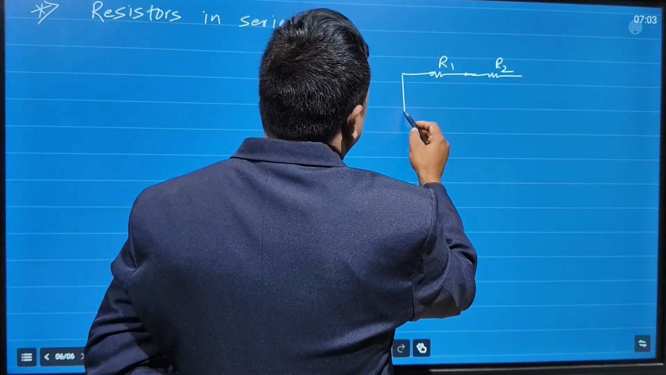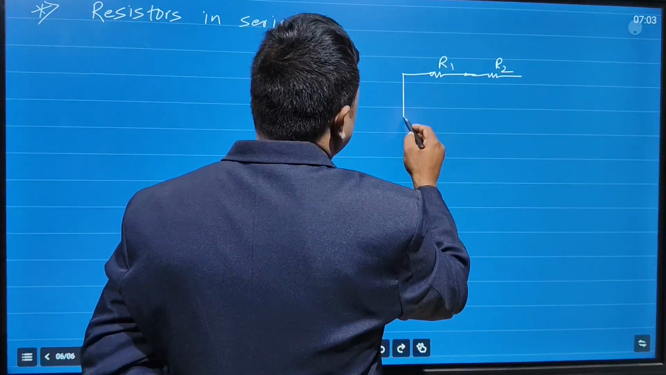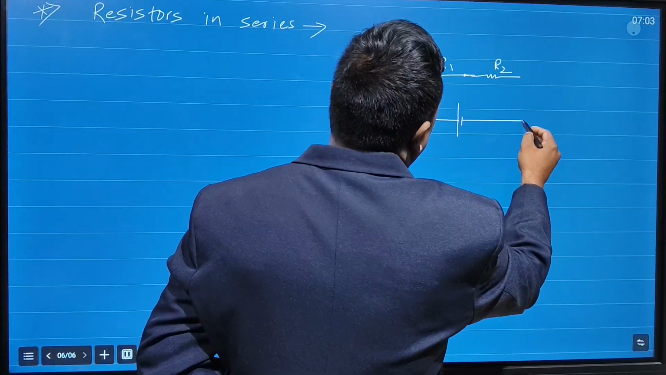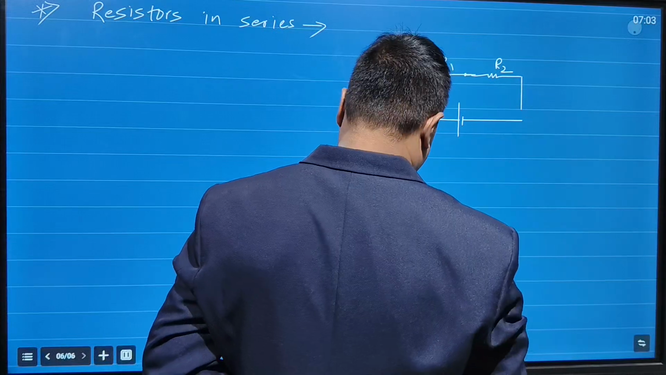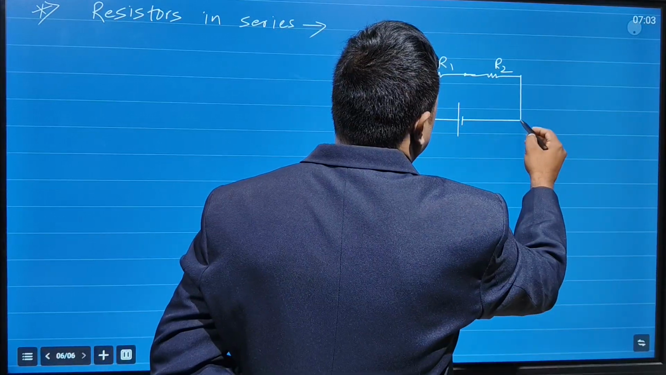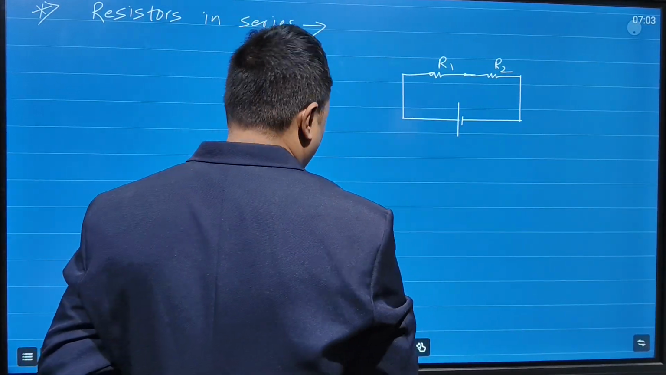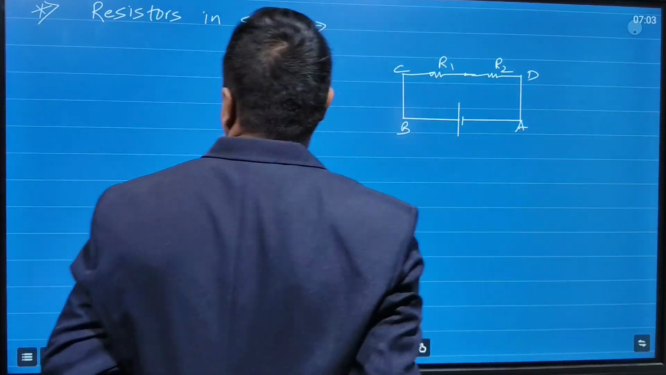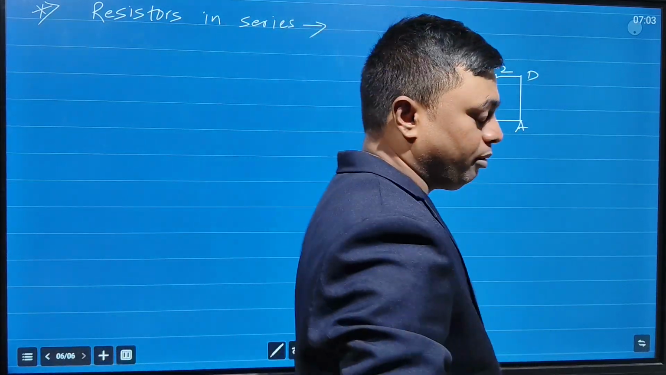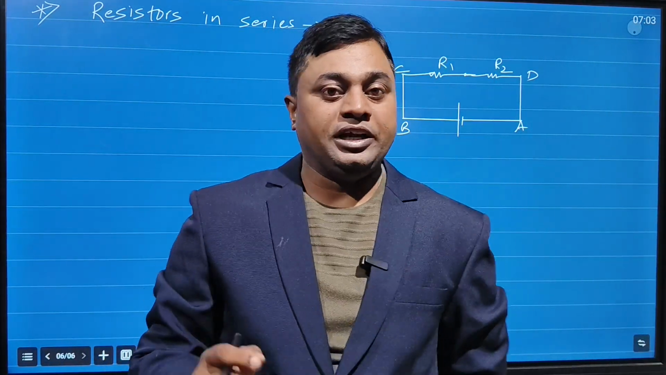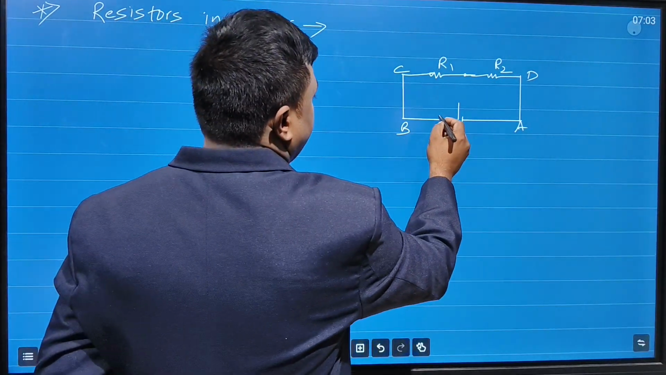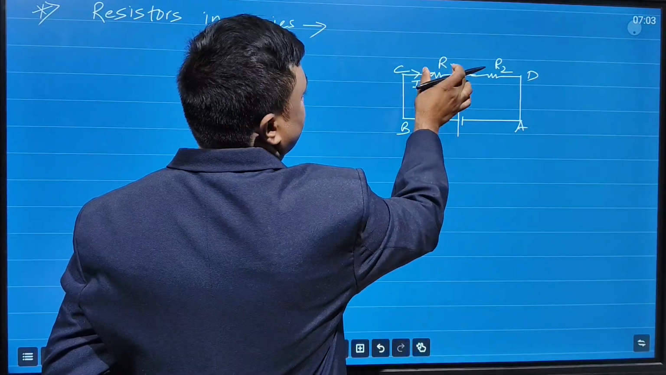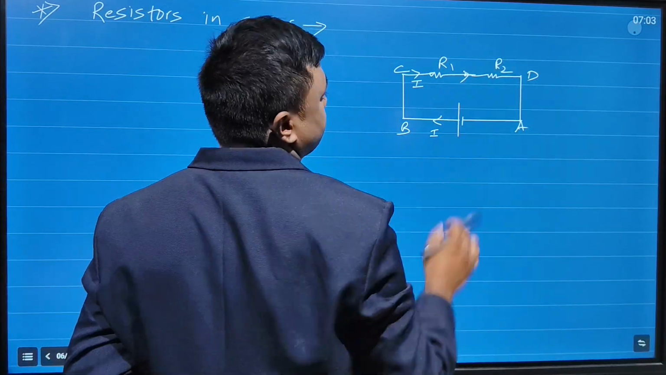So let's take this connected to a cell of V volt. Let's take these points as A, B, C, T. Try to understand what are the key points you should remember. In a series combination, current is the same. So whatever the current is passing through this cell, here I current passes through R1, the same I current passes through resistance R2.